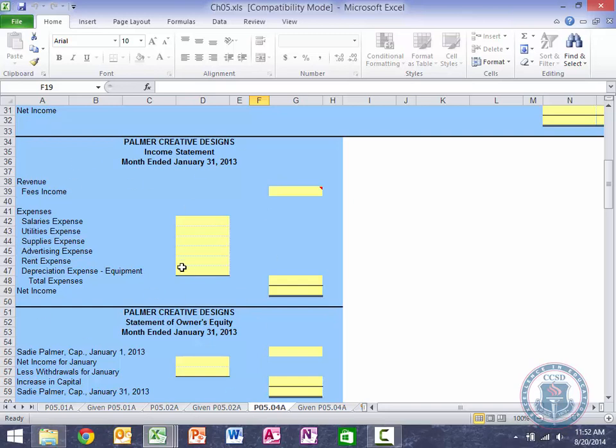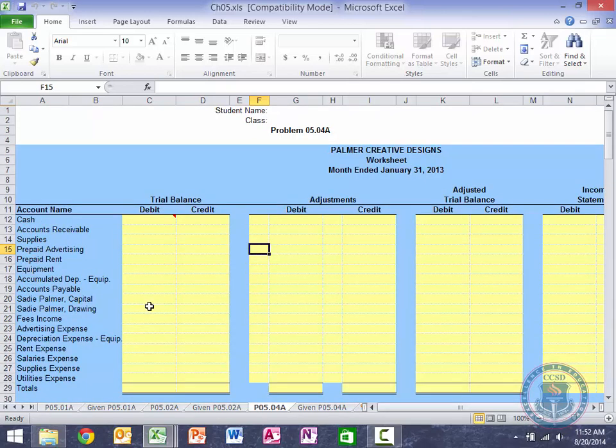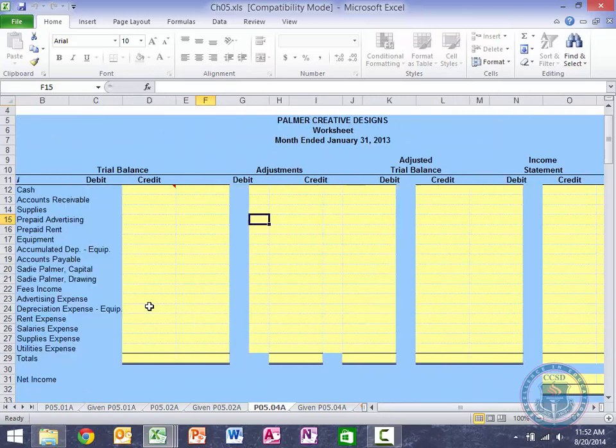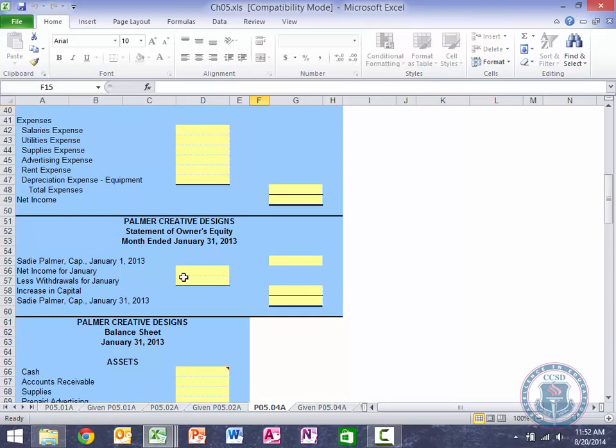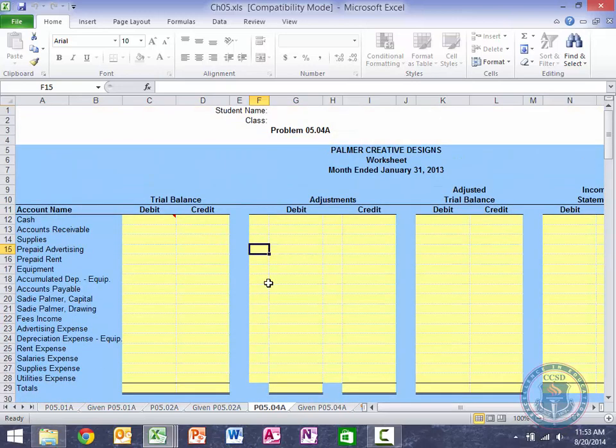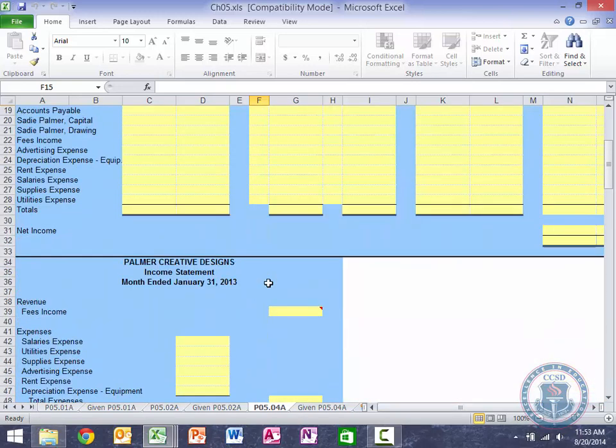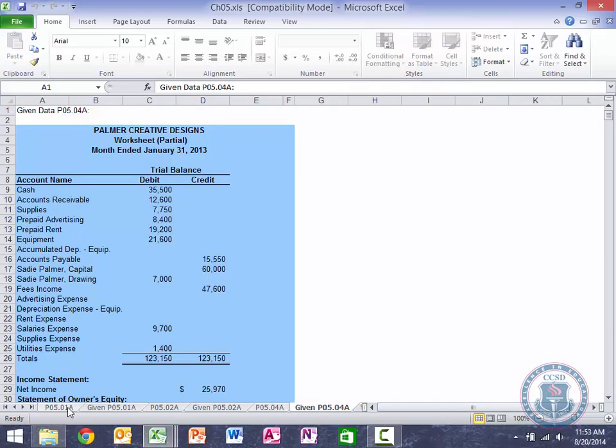If we look at our test, the good news is that we have a template here. We know exactly what they're looking for. So if we come back up here, we can see that this is exactly what we just did. I'm going to have to put in my fees income, all my expenses, then my statement of owner's equity. So we're going to do these really quick right below. Let's go ahead and do our income statements first.